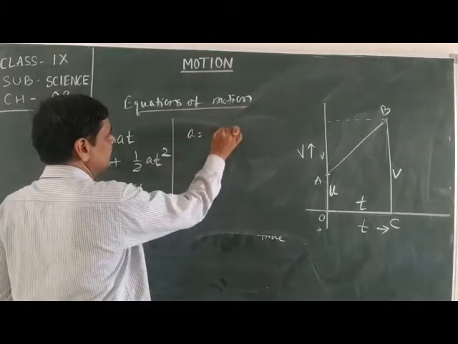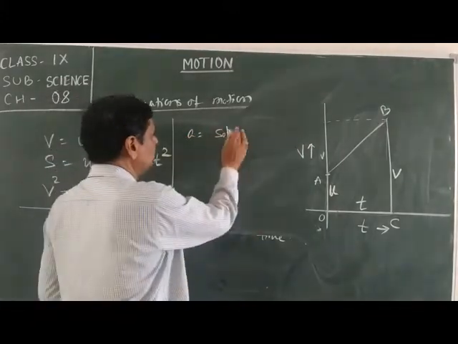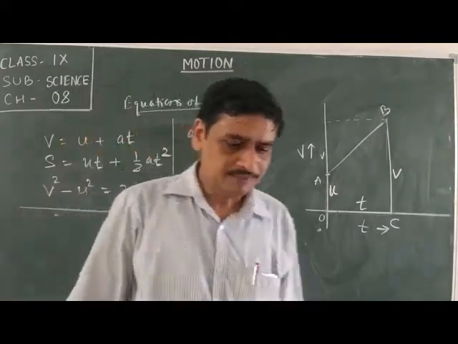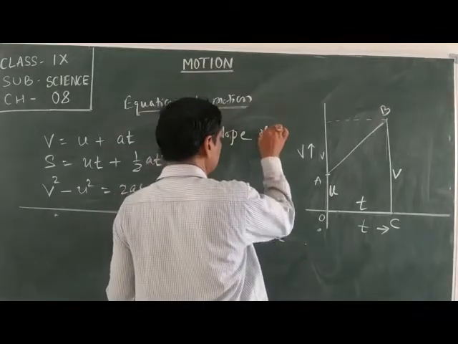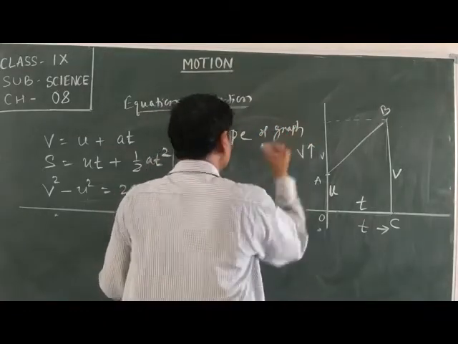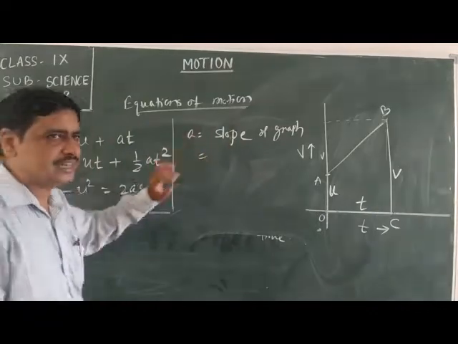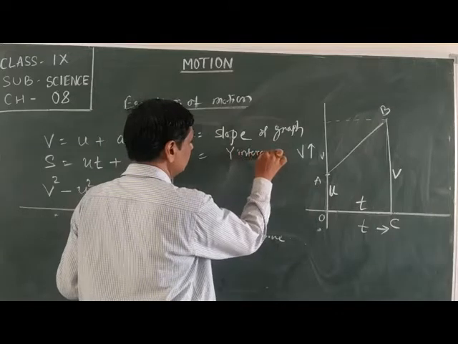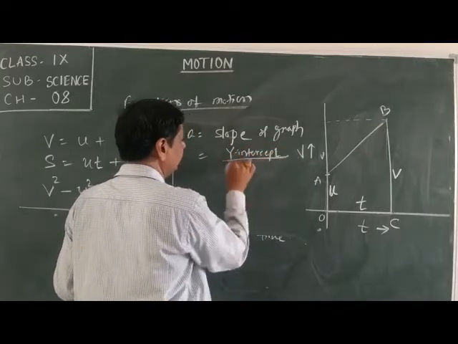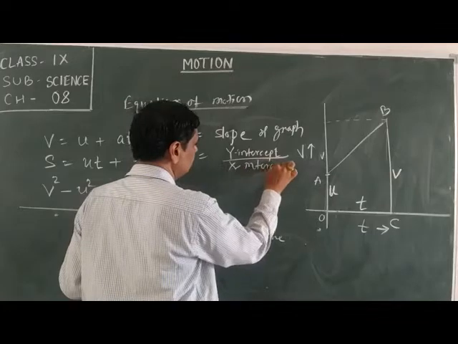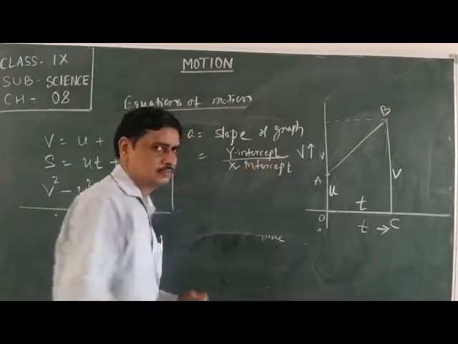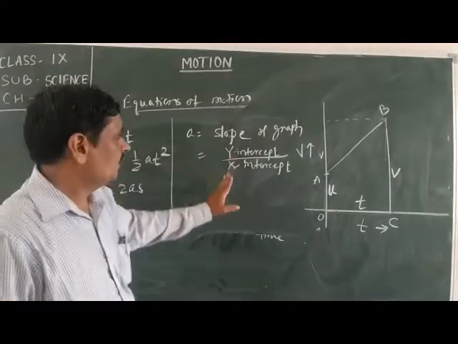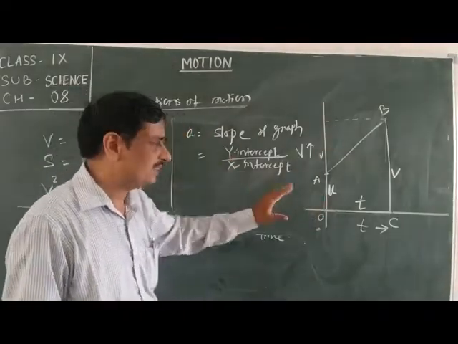Here acceleration is the slope of the graph. And the slope of a graph is calculated as y-intercept by x-intercept. The slope of the graph becomes y-intercept by x-intercept.